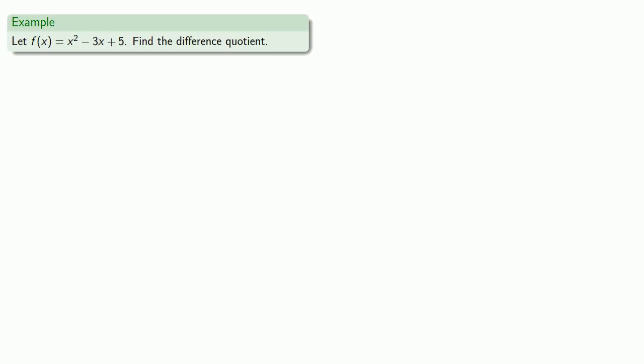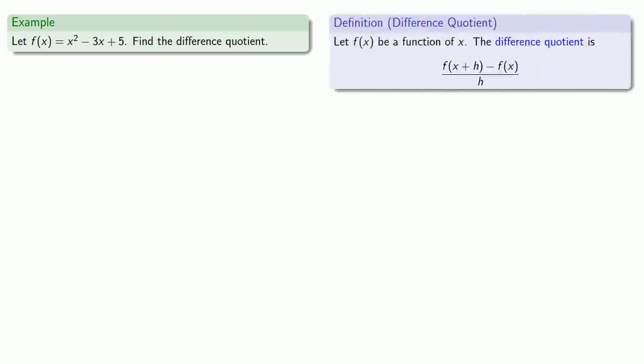Again, definitions are the whole of mathematics, so let's pull in our definition of the difference quotient. So let f of x be a function of x, got it. And the difference quotient, we need to find f of x plus h and f of x. Well, f of x is easy, that's just given to us. And if I want to find f of x plus h, remember we can start off by dropping the independent variable and leaving an empty set of parentheses.